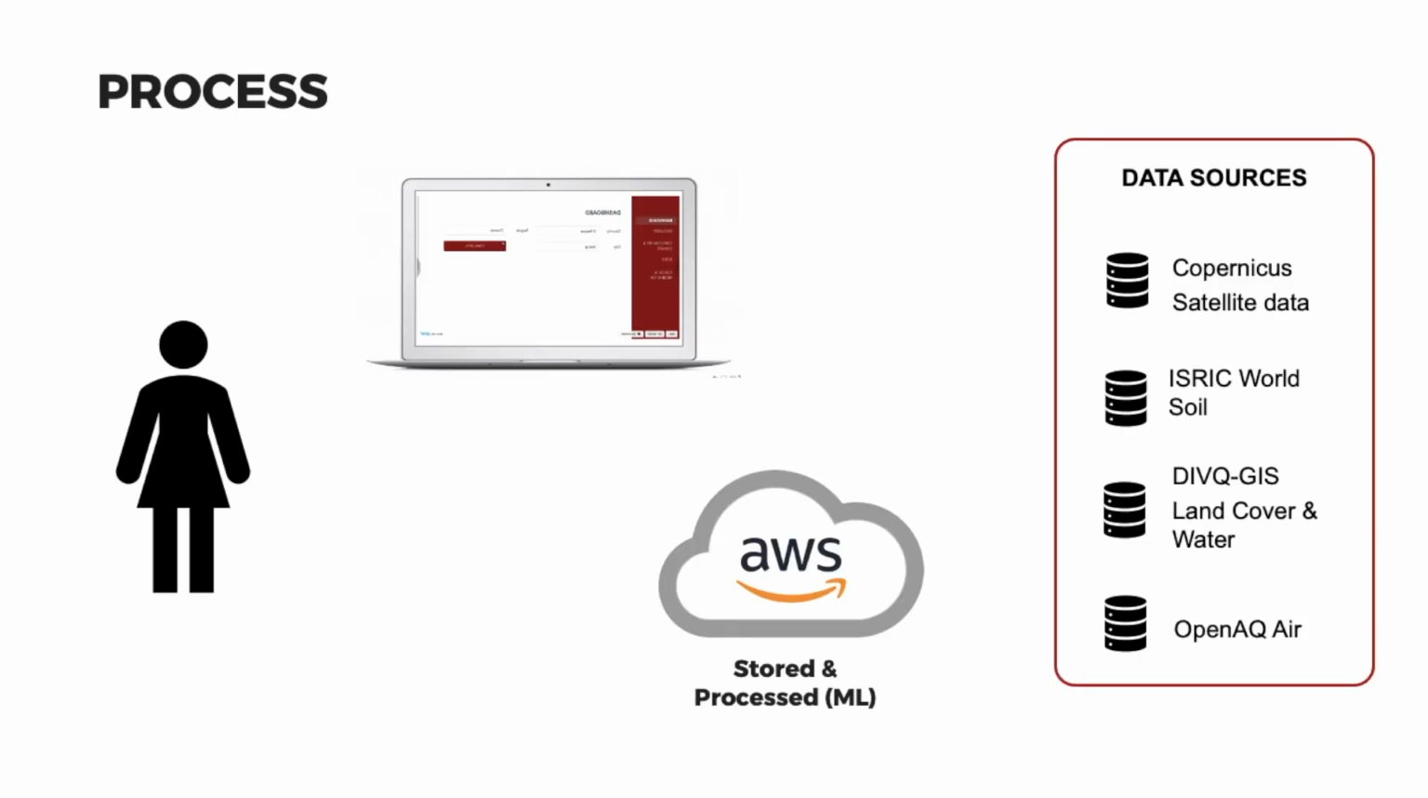When Johanna picks the location, the platform sends a request to Amazon Web Services that then requests the relevant open source data through the API. Afterwards, the data is processed and modeled in AWS and returned to the platform.